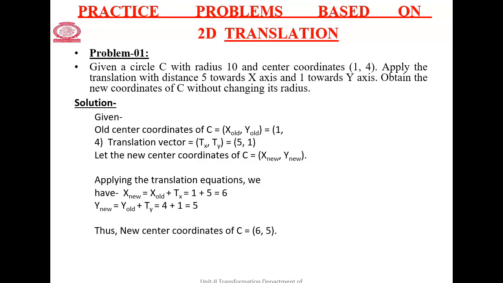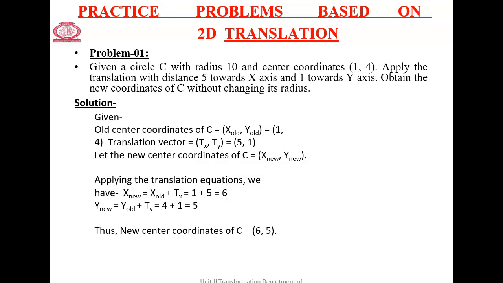So, given a circle with radius 10 and center coordinates 1, comma 4, apply the translation with distance 5 towards x-axis and 1 towards y-axis. Obtain the new coordinates of C without changing its radius. So in this problem, a circle is given whose radius is 10. The center coordinates of the circle are given. They are 1, comma 4.